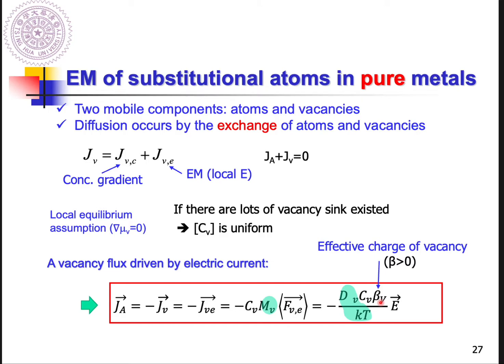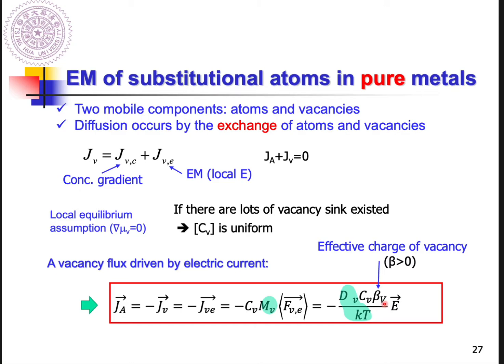Vacancy is always considered by some people as a positive charge, opposite to the metal ions. So if the metal ion in the previous case moves toward the anode, the vacancy will move in the opposite direction, toward the cathode.